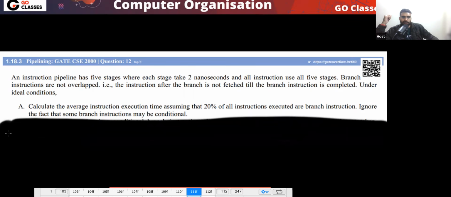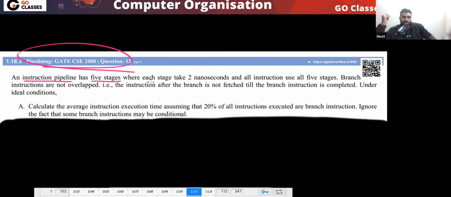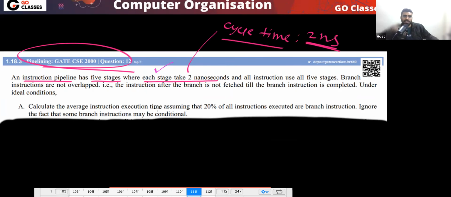Read the question carefully and tell me each and every point. Why some information is given, why some information is not given. For example, this is a GATE 2000 question. There is an instruction pipeline which has 5 stages. Each stage is taking 2 nanoseconds, so your cycle time is given to you: 2 nanoseconds. All instructions use all the 5 stages. Every instruction.